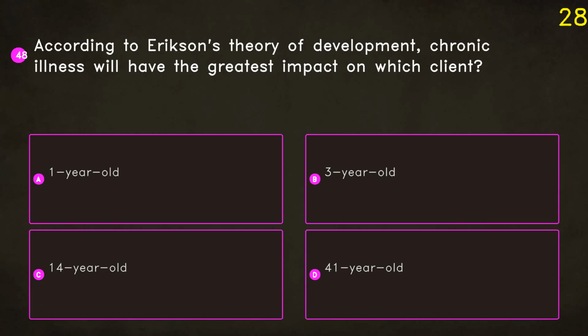Question 48. According to Erikson's theory of development, chronic illness will have the greatest impact on which client? A. A 1-year-old. B. A 3-year-old. C. A 14-year-old. D. A 41-year-old.